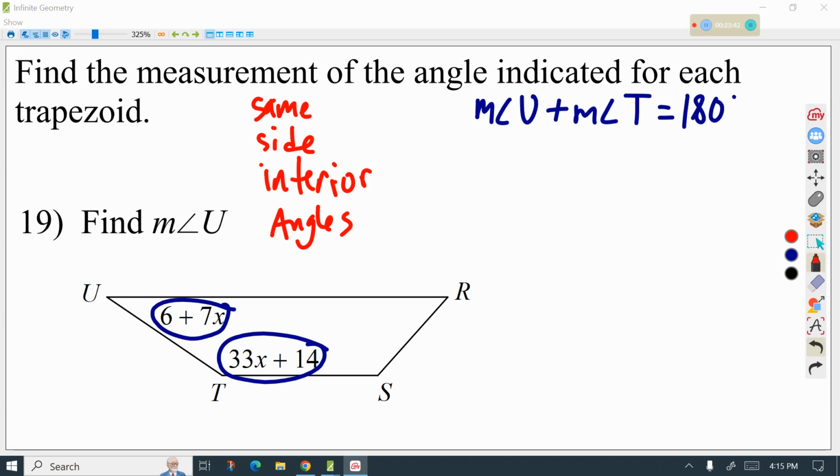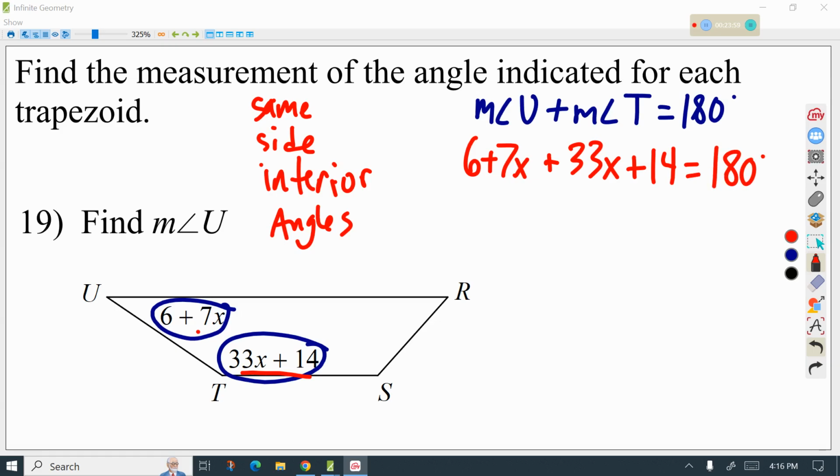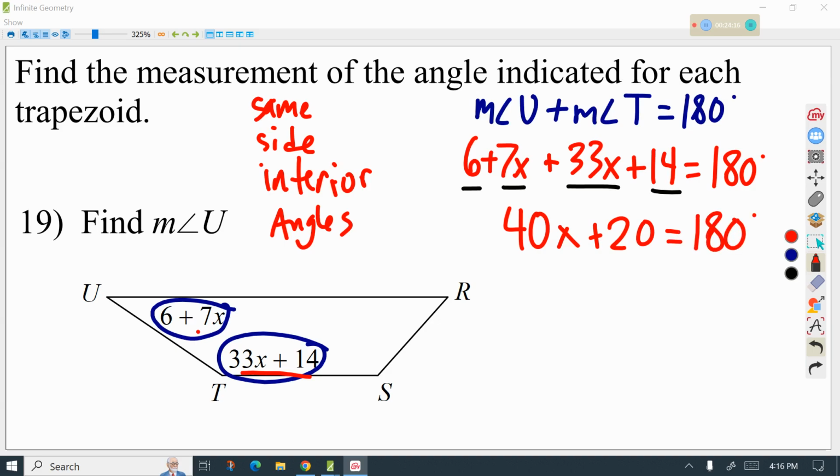So I'm going to put in the different expressions. We'll plug that in for u: we've got 6 plus 7x. And then for the measure of t, we're going to plug in this expression right here, 33x plus 14. Now to simplify this, we're going to combine like terms. I can only combine the x's with the x's, right? So 7x plus 33x gives me 40x. And when I combine the 14 with the 6, that gives me 20. And it's all equal to 180. Working through this problem now, I'm going to subtract 20 from both sides, and 180 minus 20 gives me 160 degrees.